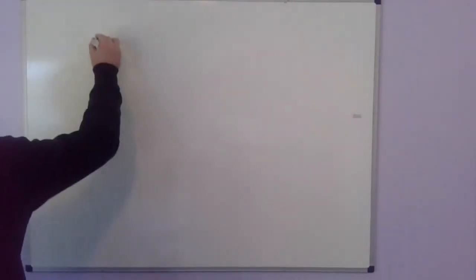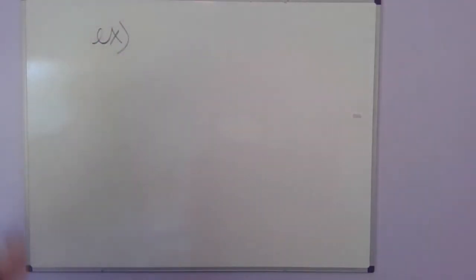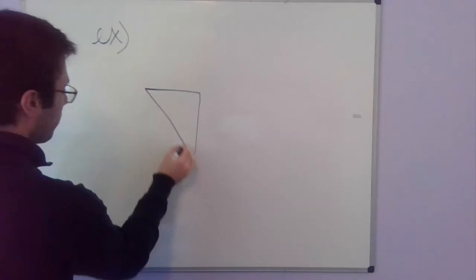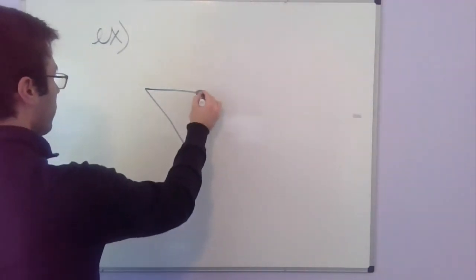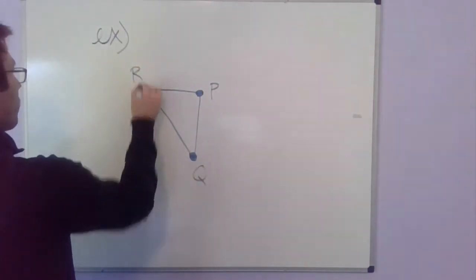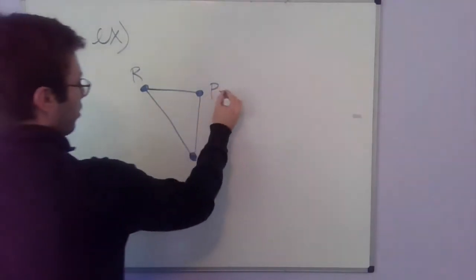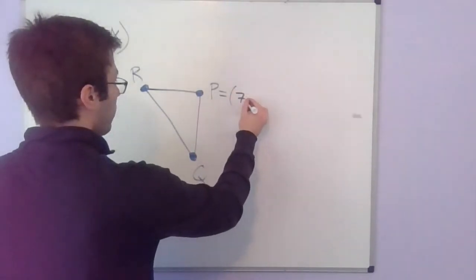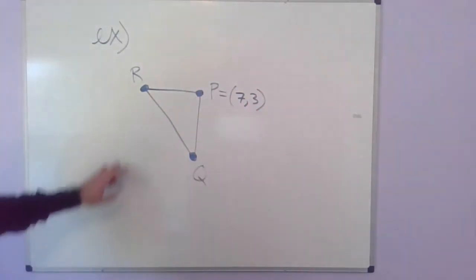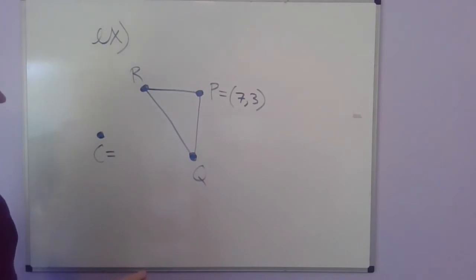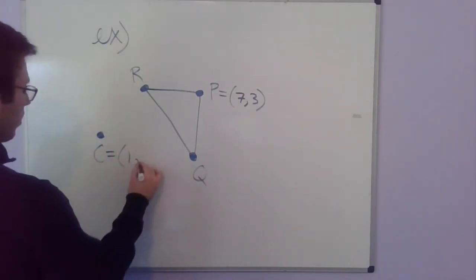All right, let's get an example going. So here's an example. Let's say I have a triangle. I'm wanting it to be mapped in space. Let's say this triangle has points P, Q, and R. And for our benefit, let's just consider the point P here. You do this with every single point. Let's say the point P is (7, 3). And let's say the center of dilation is way over here. Let's say the center of dilation is the point, let's make it (1, 0).